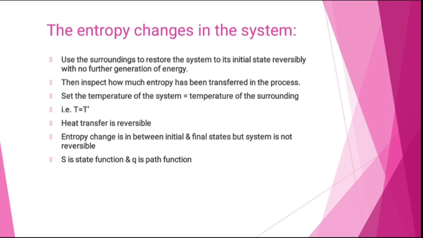Then heat transfer is reversible, and the entropy changes between the initial and final states, that is S2 and S1, but the system is not reversible. Heat transfer is reversible, but the system is not reversible, and entropy changes between the initial and final states. So entropy is a state function and heat is a path function. Entropy depends on the initial and final states, but Q does not depend on the initial and final states. That's why it is a path function.